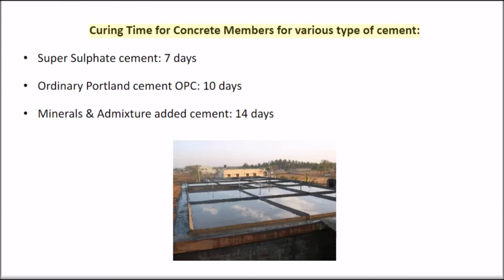Curing time for concrete members for various types of cement. Super sulfate cement, 7 days. Ordinary Portland cement, OPC, 10 days. Mineral and admixture added cement, 14 days.